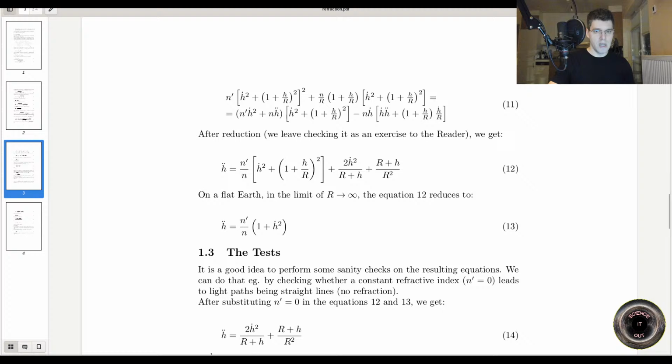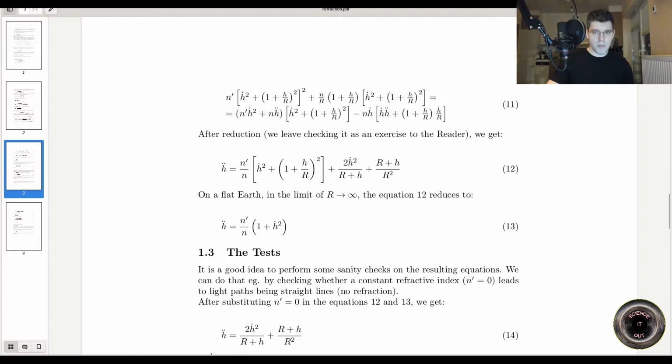It could be worse. But what is nice about this final result is this part that's written here. So if we take r to be infinite, this disappears. So we just have 1 in these parentheses, and 1 squared is just 1. This disappears because this has no r in it.